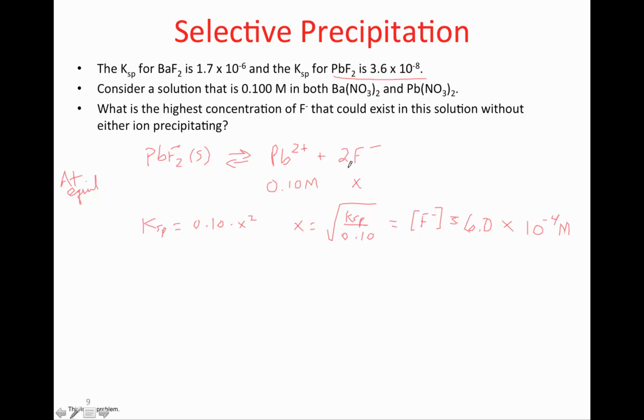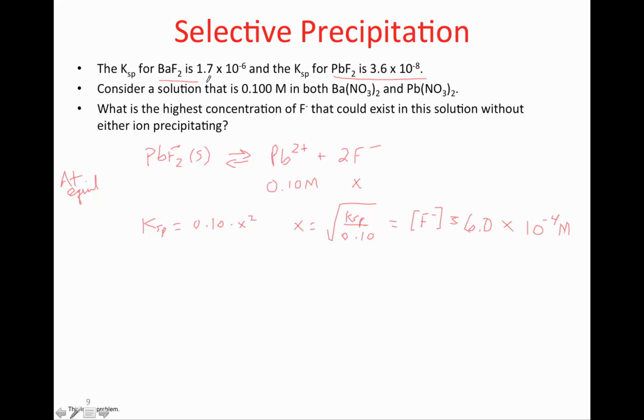And so we are, again, right on the edge here. This number works for an equilibrium calculation. If I put this number in here and I square it and multiply by this, I will get this concentration, I will get this KSP value. So again, I'm right at equilibrium right here. I've put as much fluoride in as the solution could handle. If this concentration got any bigger at all, then my Q value would be bigger than KSP and a precipitate would form. So I submit to you that this is the answer to the problem, that this is the highest concentration of fluoride that can exist in this solution without either ion precipitating.